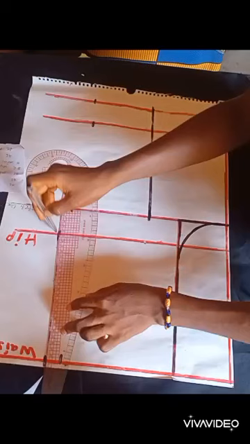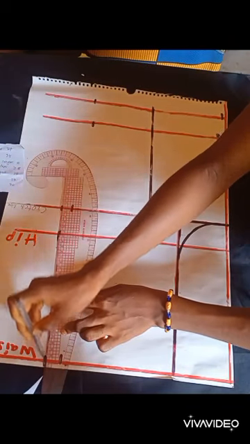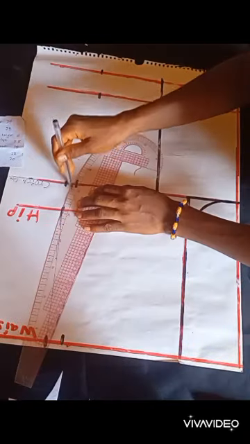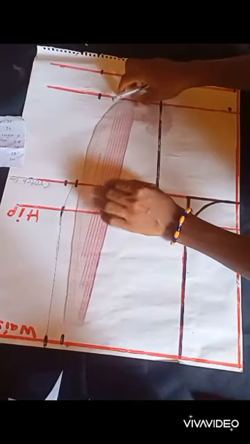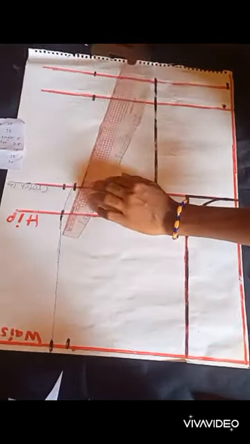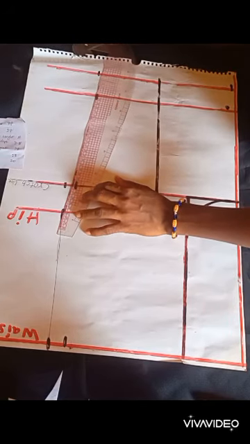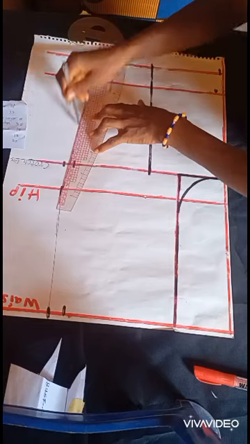It's time to connect our measurements. You can use a ruler, stretch ruler, or curve ruler. Connect it carefully. If you follow this process, you won't find it difficult to draft a short knicker again.